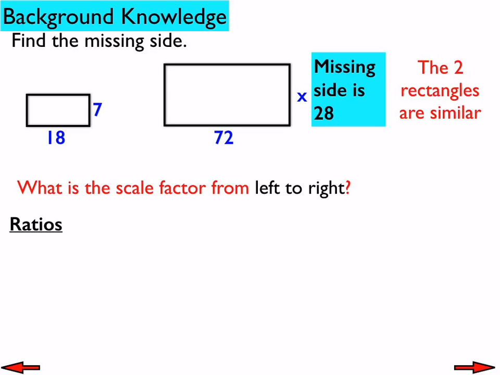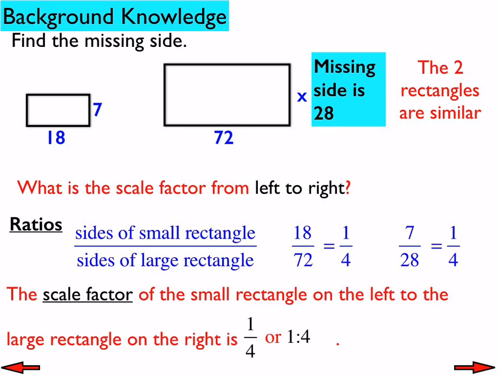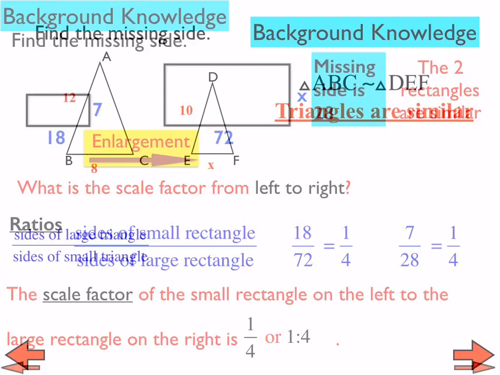And so the scale factor from left to right, we're going to go from the left-hand shape, which is the smaller rectangle, to the larger one. And so we have 18 over 72, or the 7 over 28. They both simplify to 1/4. So the left-hand rectangle, the sides are 1/4 as big as they are on the rectangle on the right. 1/4 as big. If you flipped it around, thinking of it the other way, the side lengths of the right-hand rectangle are 4 times as big as the one on the left, and so on.